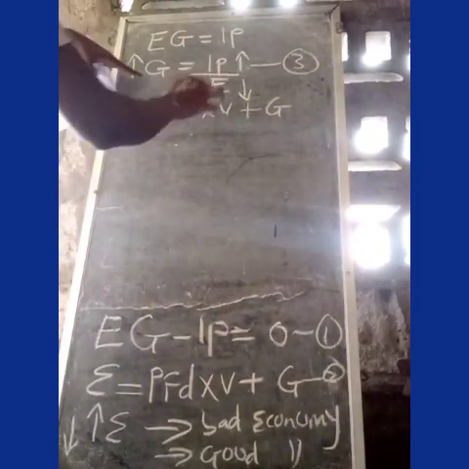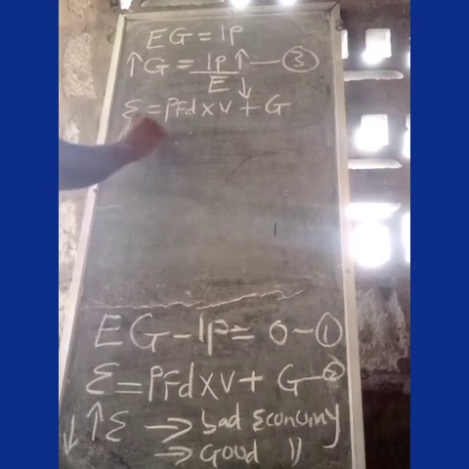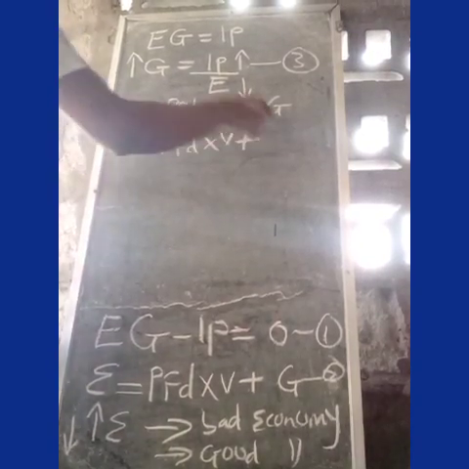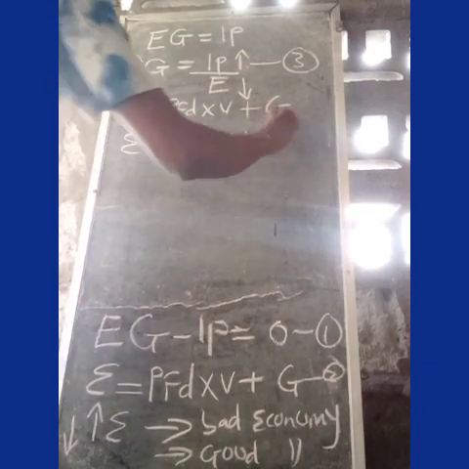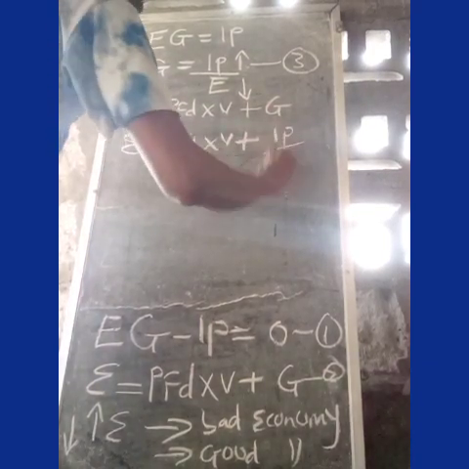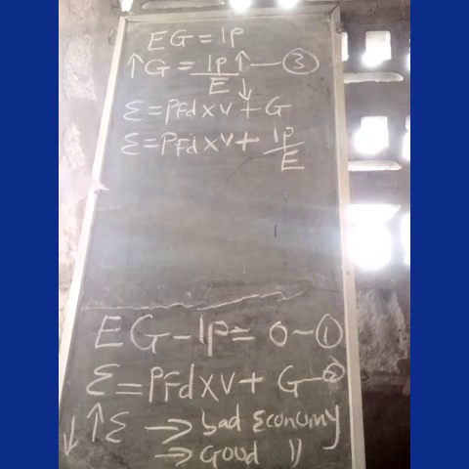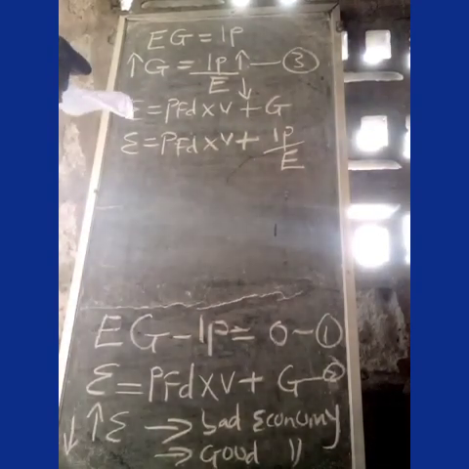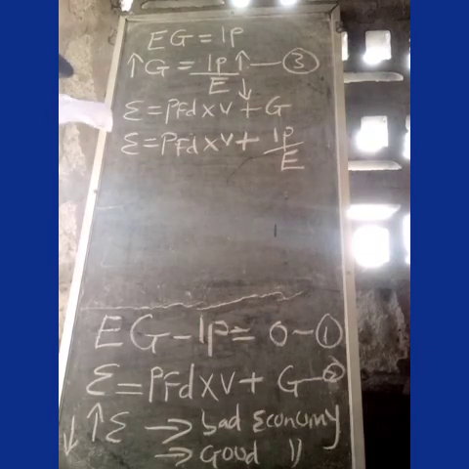G is IP over E. E is equal to per disperser times volume plus G. What is G? IP over E, IP divided by entrepreneurship E. That is what we know.